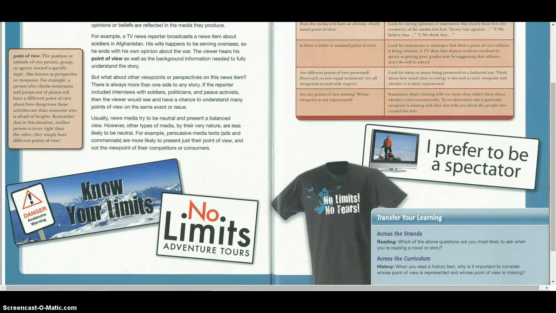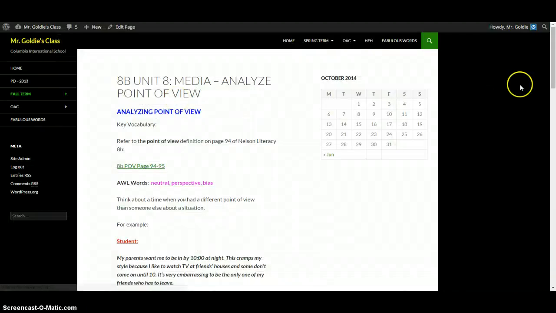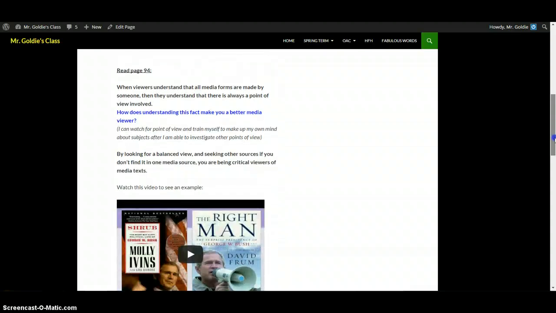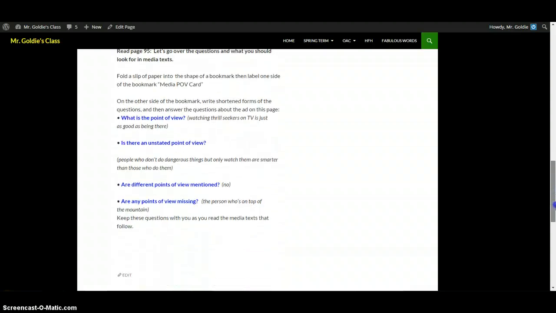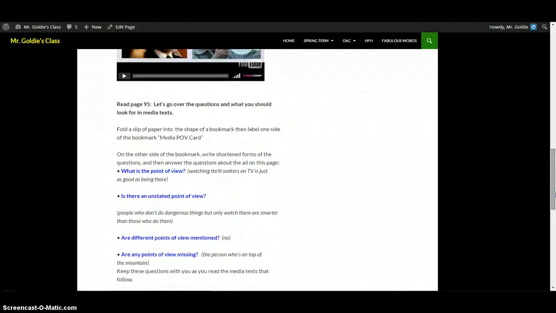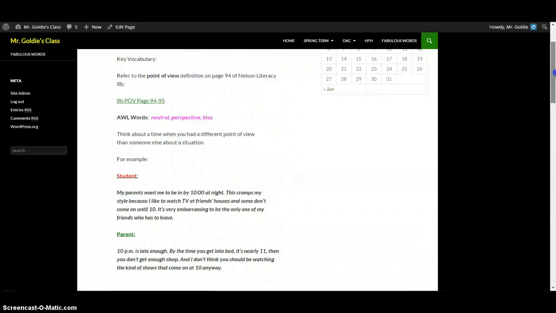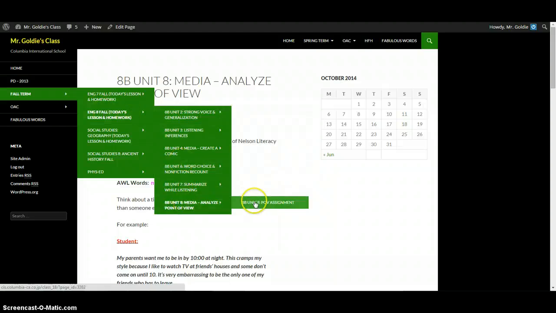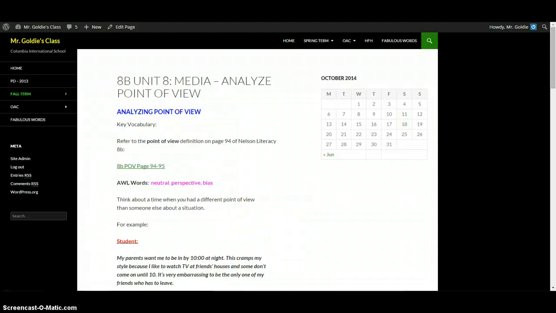Okay, so with that in mind, I'd like you to go back here and read these examples. Here's a couple of other examples, one from a student's point of view and one from a parent's point of view. Read that, try to understand what point of view means, and then continue with the rest of these activities and just follow the instructions as you see them. Okay? And when you're finished, please let me know, and you can move on to the next page, which would be the assignment here. Okay, good luck.